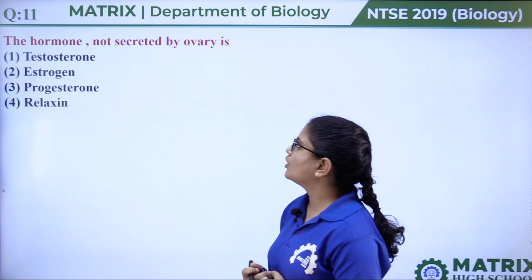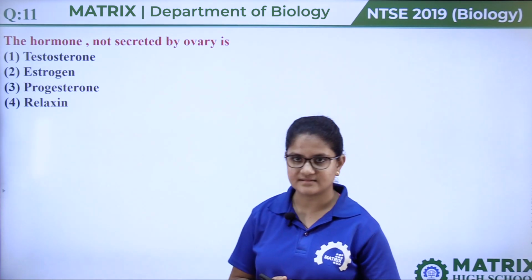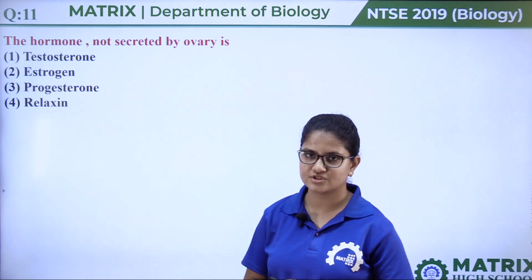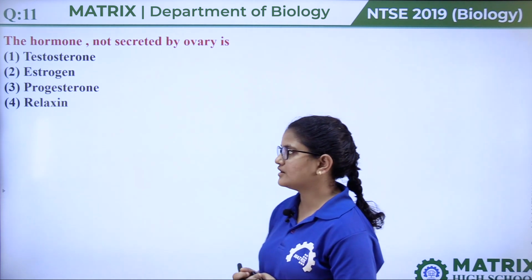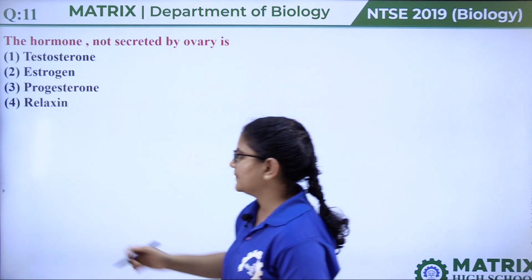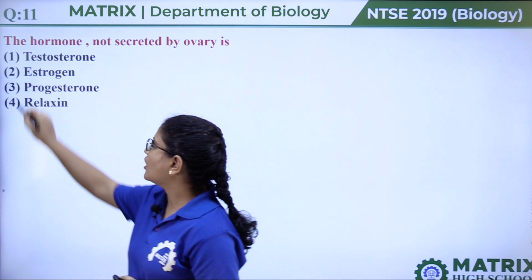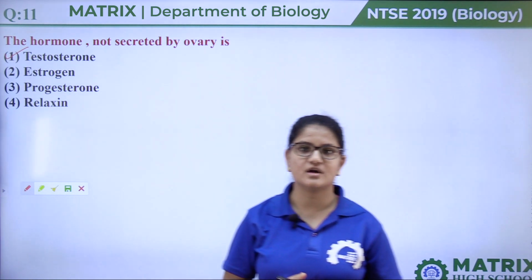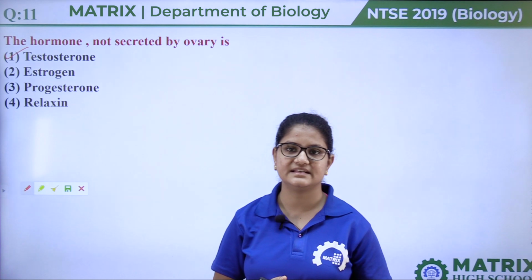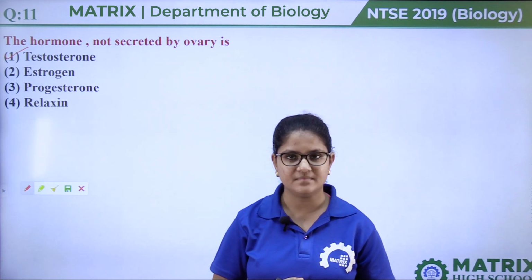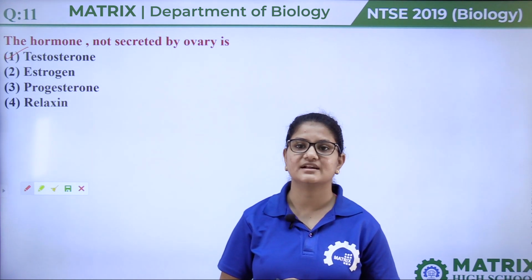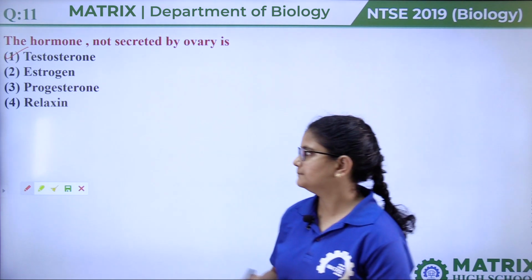The hormone not secreted by ovary is option 1, testosterone, option 2, estrogen, option 3, progesterone, and option 4, relaxin. Its answer is option 1, testosterone, because testosterone is a male hormone which is secreted by testes in males, and it is responsible for the secondary sexual characters of a male.